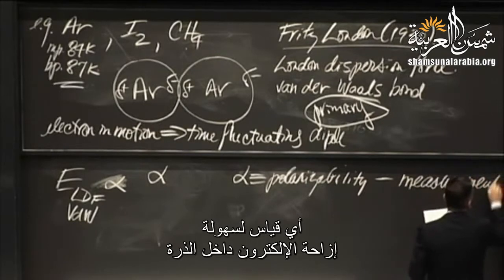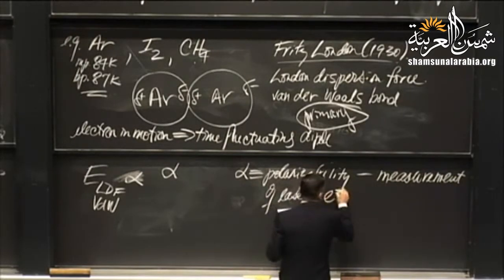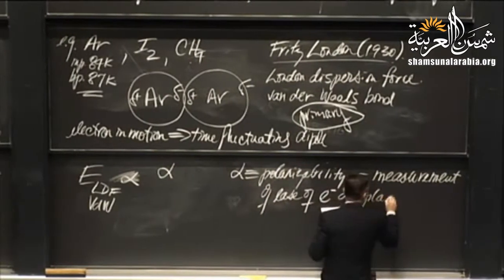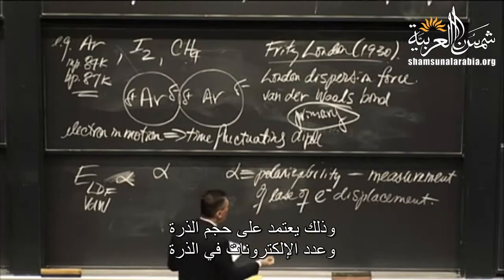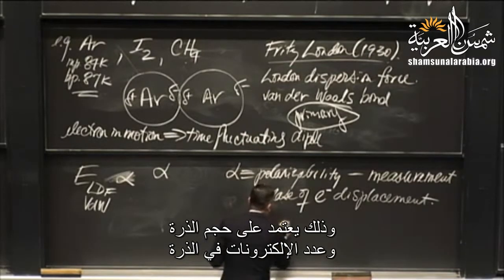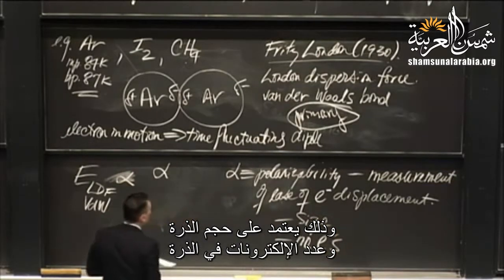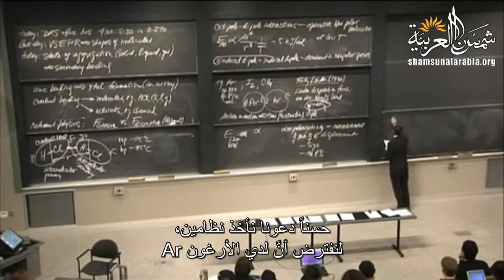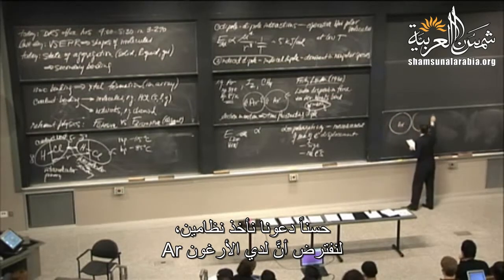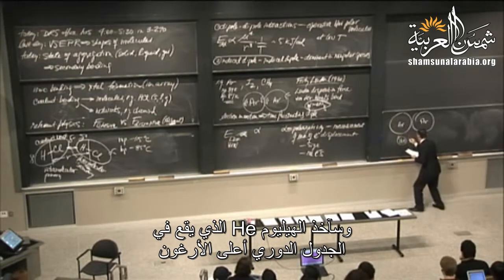A measurement of ease of electron displacement. And it's influenced by the size, and it's influenced by the number of electrons in the atom. So what do I mean by that? Well, let's take two systems. Suppose I've got argon, and I'll go up two members in the same series, and I've got helium.